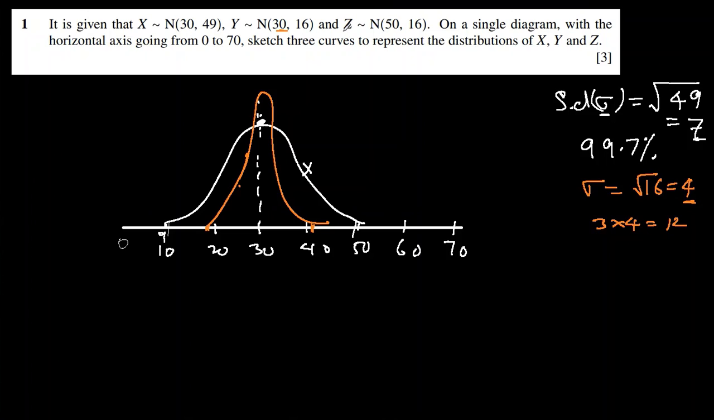Let's go to the z. This one is y. Z has a mean at 50. That means our mean will be here. So let me draw it here. Now, standard deviation is again square root of 16, which will be 4 again. That means 12 less than 50 and 12 more than 50. So 12 less than 50 will be 38 and 12 more than 50 will be 62.